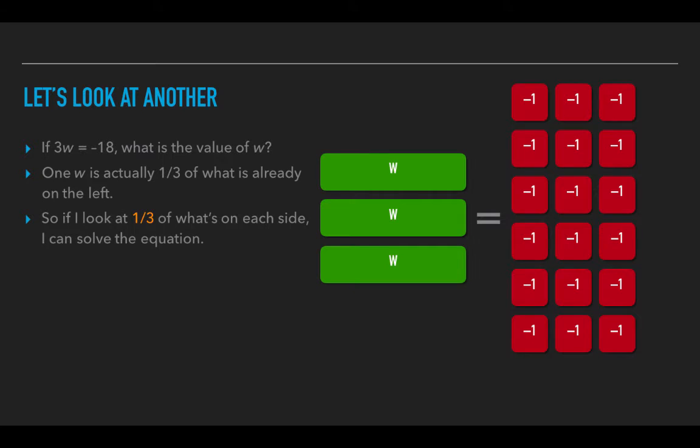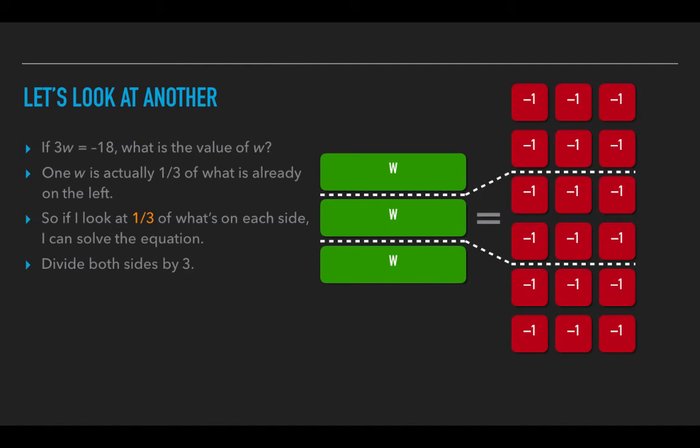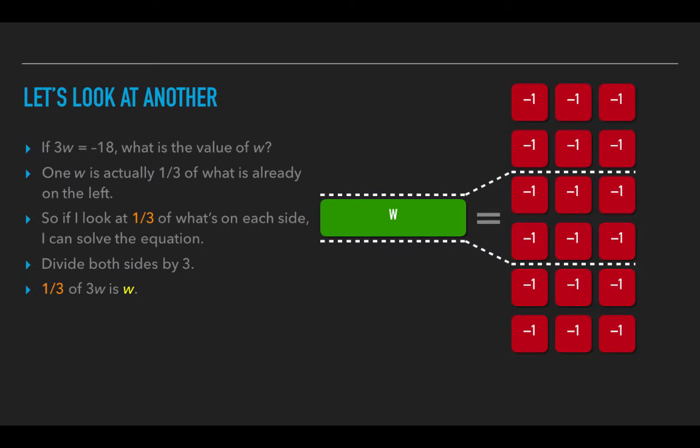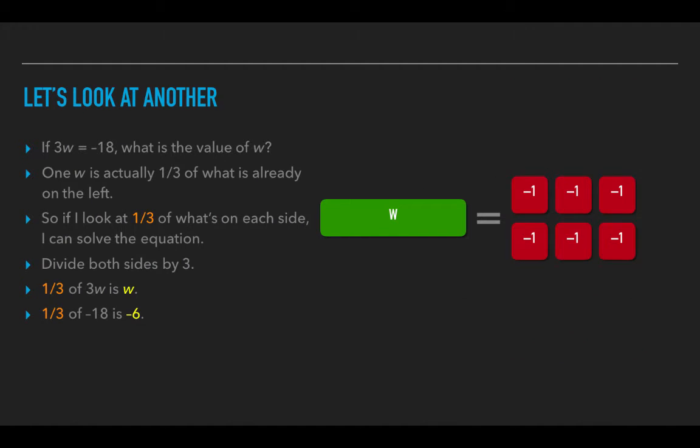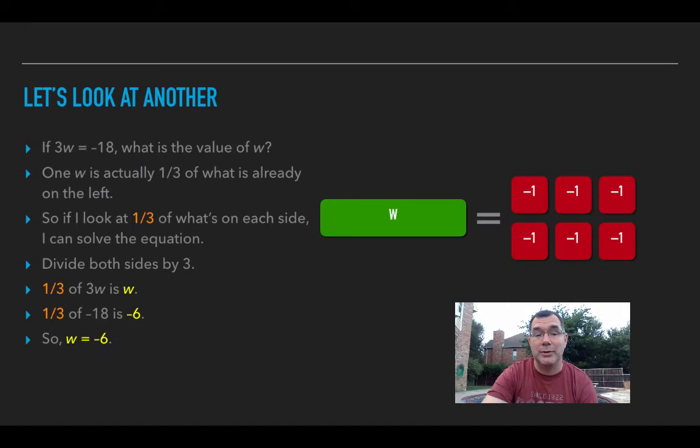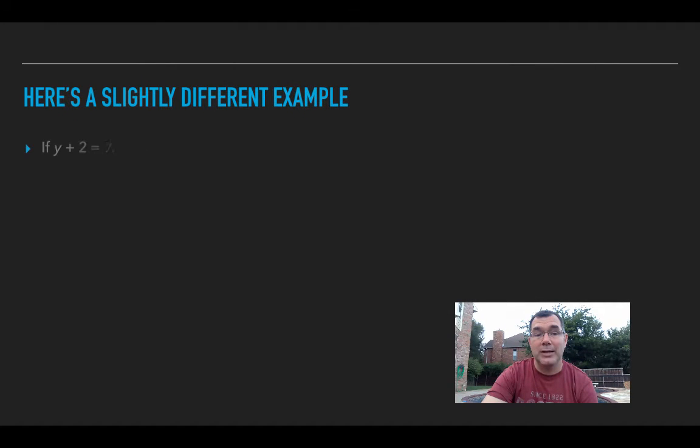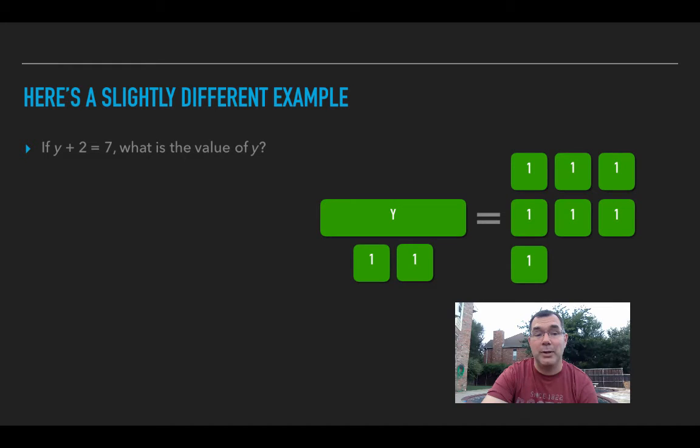And so if I look at what's 1/3 of each side, then I can solve the equation. So basically I'm dividing both sides into 3 equal parts. 1/3 of 3w is just w, and 1/3 of negative 18 is just negative 6, so that means that w is negative 6. Okay, here's a slightly different example. I've got y plus 2 equals 7. What's the value of y?